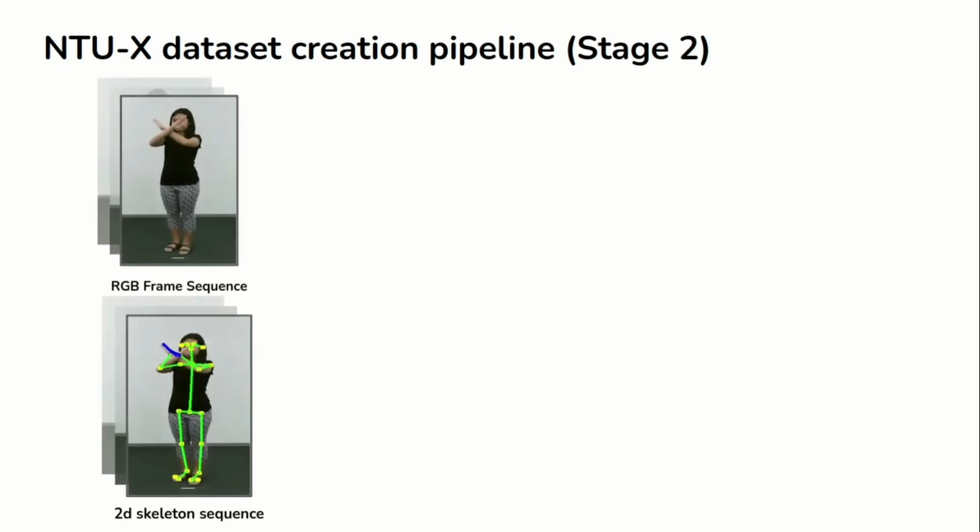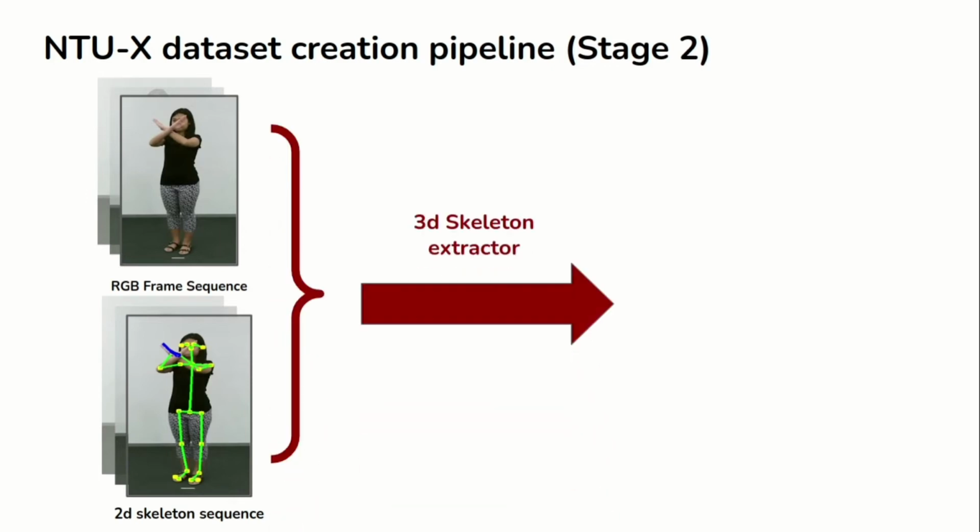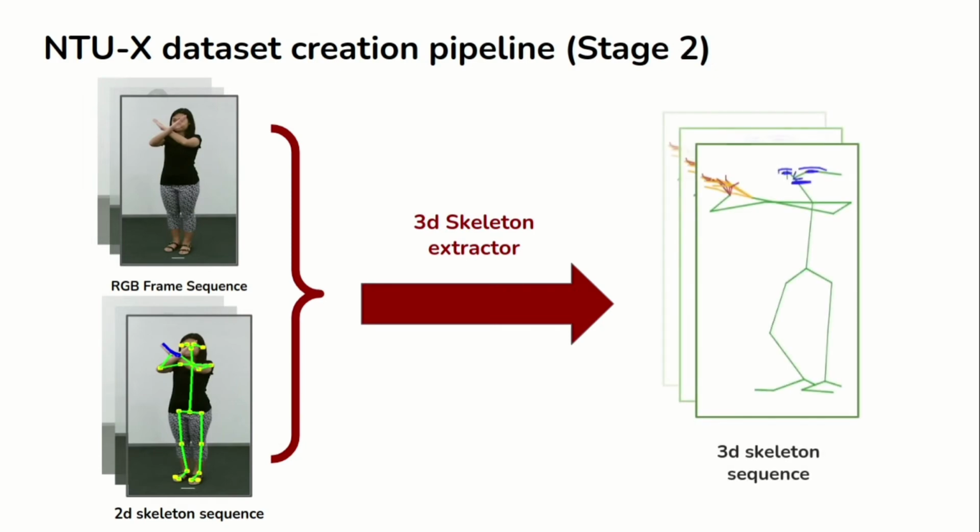In stage 2 of our pipeline, we use the RGB frame sequence along with the 2D skeleton sequence we acquired in stage 1 and pass them through a 3D skeleton extractor to acquire the final 3D skeleton sequence. For our dataset creation, we have used SMPLX and Expose as 3D skeleton extractors.